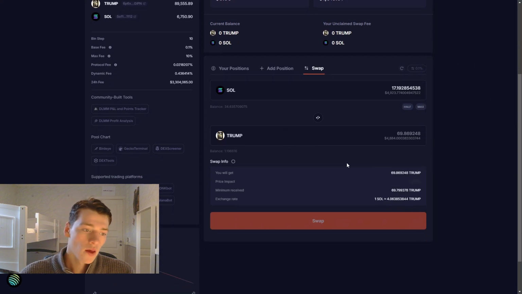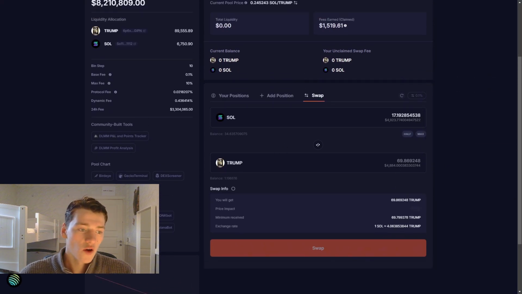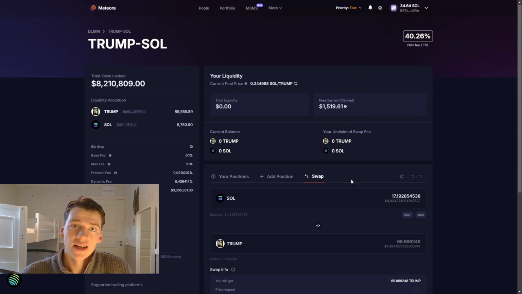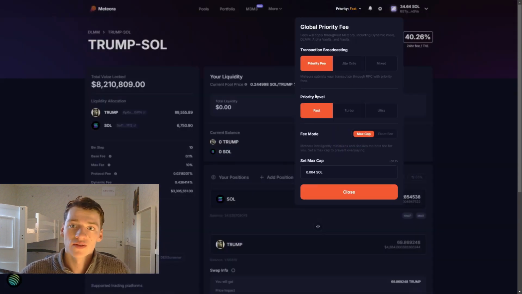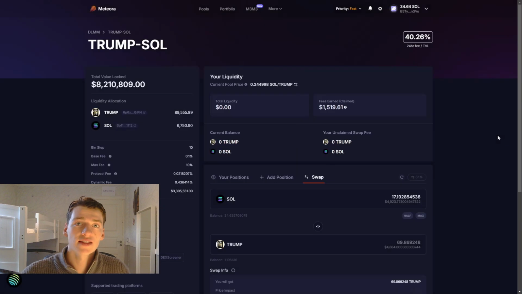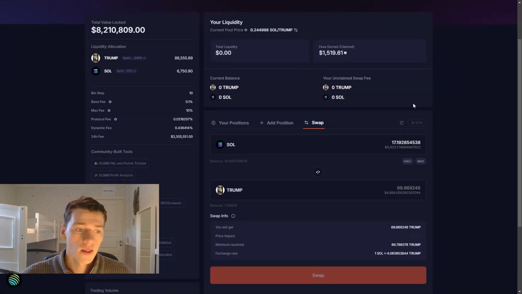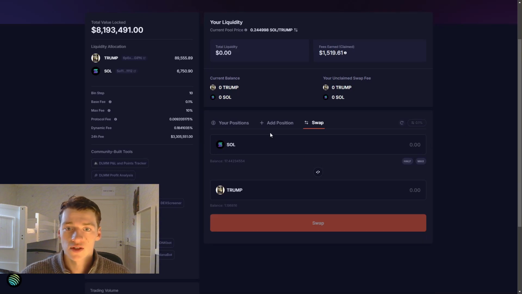So now we'll do this. Hopefully this transaction is going to go through. Right now it's just swapping it. This can take quite a long time, and it normally depends on your priority fees. But I have it on fast because I don't want to pay so much in fees, as that can cut into the profits. So we're just waiting, and yep, it's swapped.